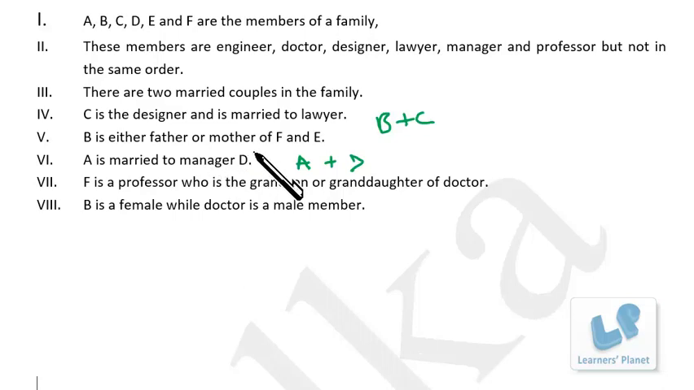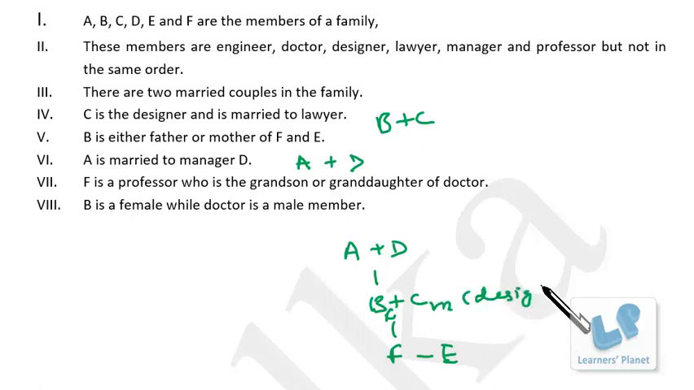Then B is either father or mother of F and E. So that means A and D is first generation, B and C second generation and F and E third generation, right? So A plus D, then B plus C, then we have F and E. Okay. B is female, C is male, C is designer. Then A is married to manager D. F is professor. Then B must be lawyer because C is designer and married to lawyer. So B must be lawyer.